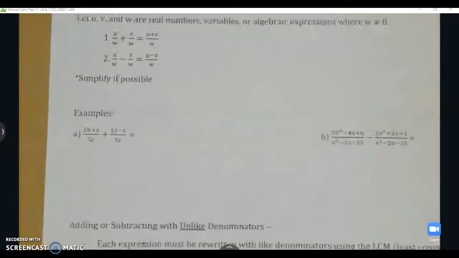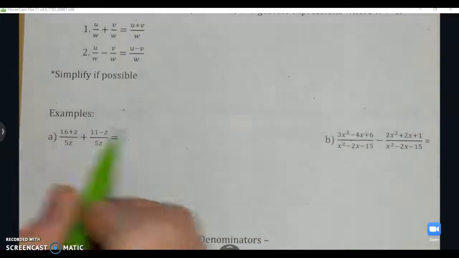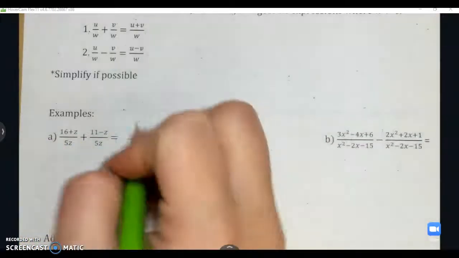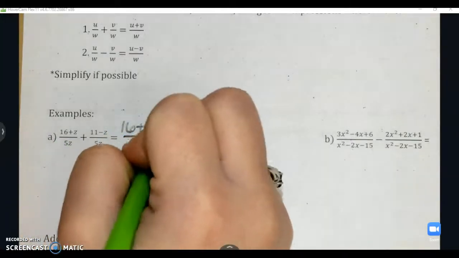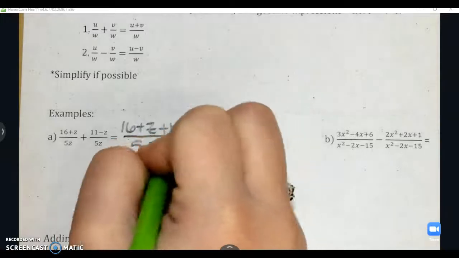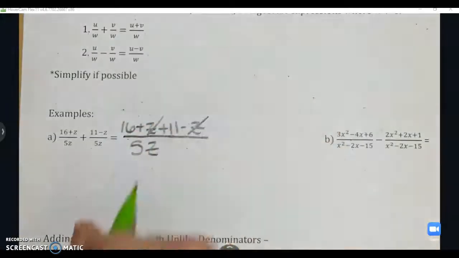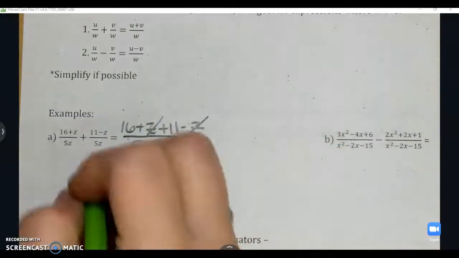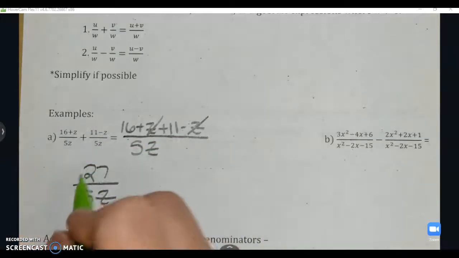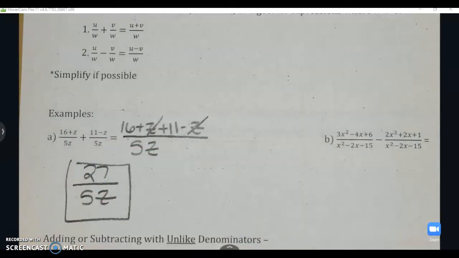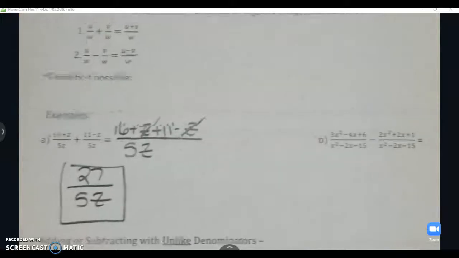If they already have a common denominator, such as on example A, I'm just going to keep my denominator the same and add my numerators. So that's going to be 16 plus z plus 11 minus z. So the z's cancel. 16 plus 11 is 27. And I don't have any common factors to simplify here, so it stays 27 over 5z.